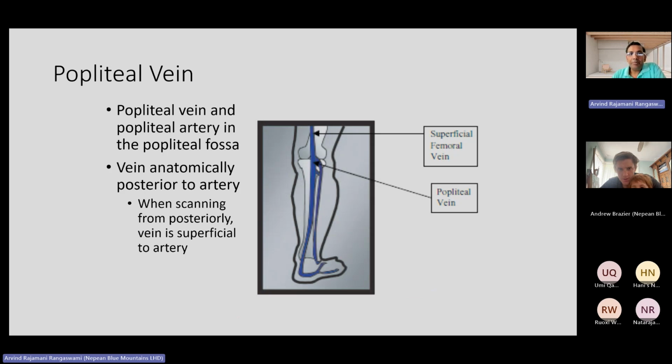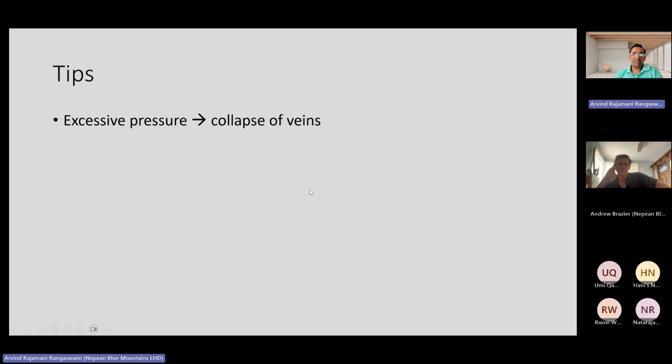Now, for the popliteal vein, it is posterior. It is in the popliteal fossa. And as far as anatomy is concerned, it is posterior to the popliteal artery. But as far as ultrasonography is concerned, because you are scanning from posterior to anterior, the popliteal vein will be the more superficial structure. So if you keep your probe transverse in the popliteal fossa, you will be able to see the popliteal vein, and then you'll be able to see the popliteal artery posterior to that.